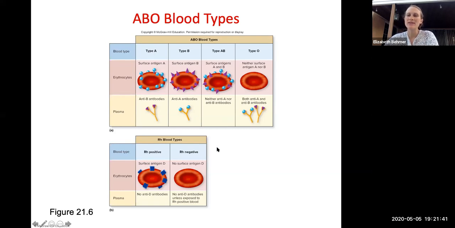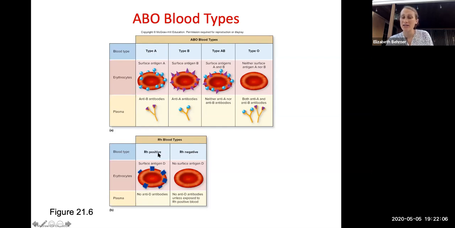Then where do we get this positive and negative? The positive and negative comes from another antigen called the rhesus factor, or antigen D. So everyone has an A, B, O blood type, and then they have either positive or negative. And the positive and negative just refers to the presence or absence of the Rh antigen.